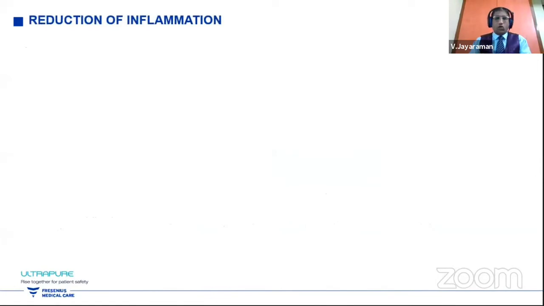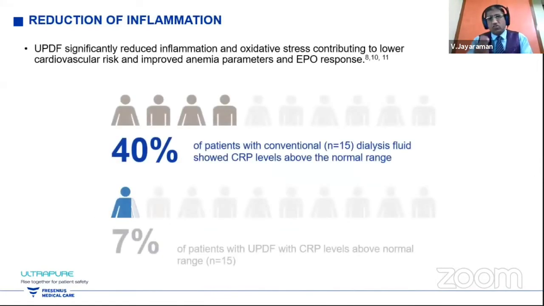What more? It's also the reduction of inflammation. Using UPDF significantly reduces the inflammation and oxidative stress. Also, you can see improved anemia parameters and erythropoietin response. What do I mean? The erythropoietin dosage is going to be reduced but the hemoglobin is going to be maintained.